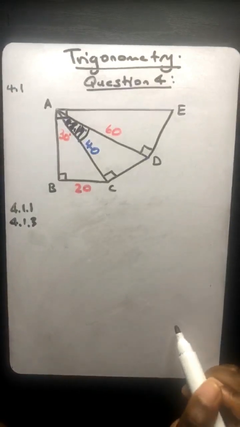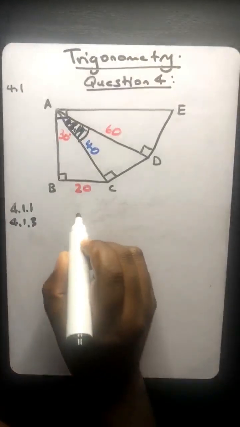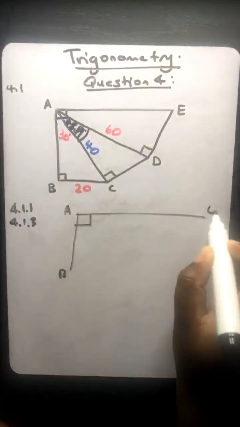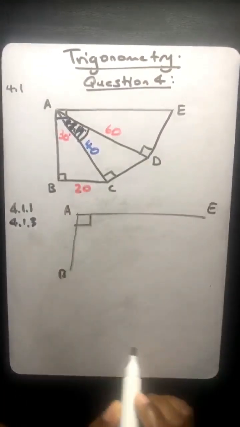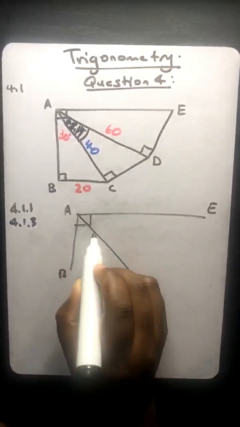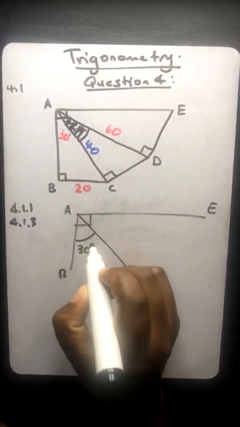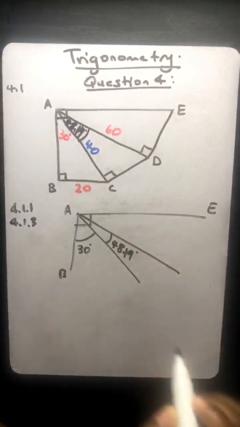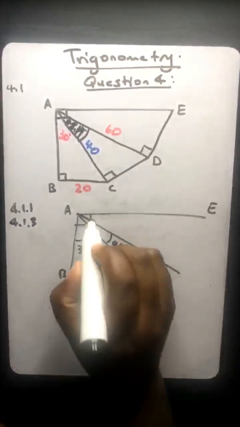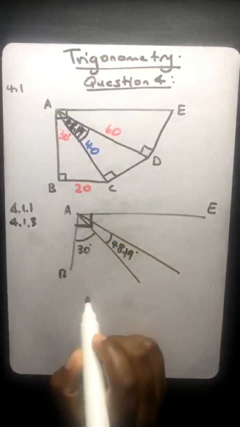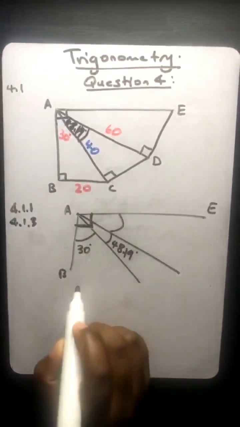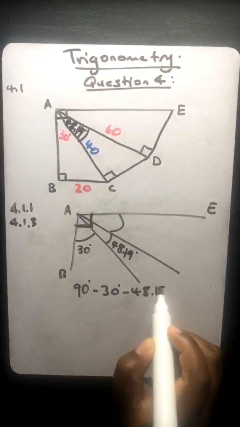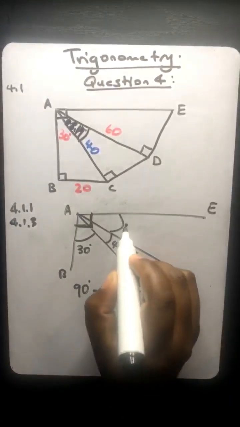I'm telling you. She remembered that they said that angle is 90 degrees in triangle ABE. They did say this is 90 degrees. So you already calculated this angle being 30 degrees. You also calculated that angle, which is 48.19 degrees. Since the total angle is 90 degrees, for you to know what that angle is, you're just going to say 90 degrees minus 30 degrees minus 48.19 degrees, whatever you get, it is that angle.